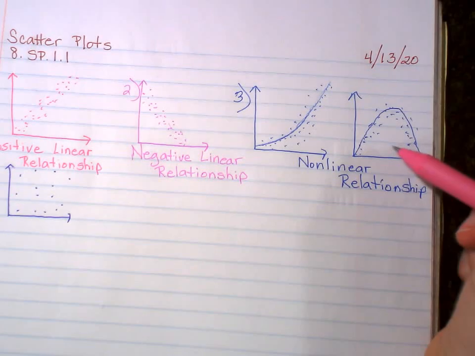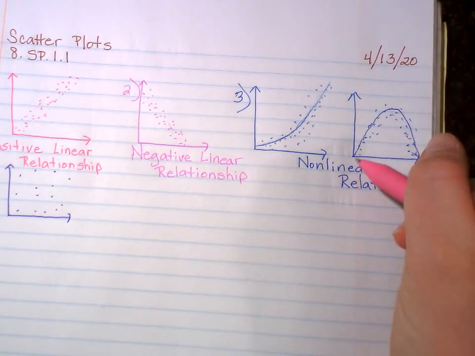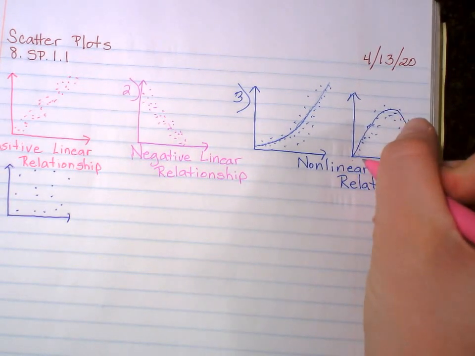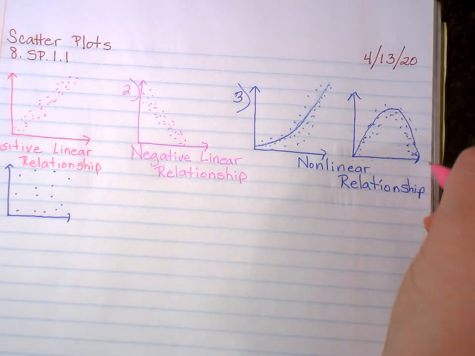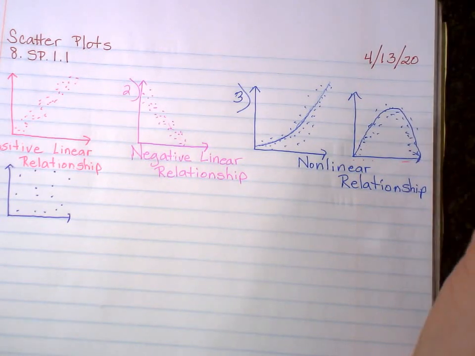So for example, this second one could be, the x-axis could be months of a year. So January, February, March, April, May, June, July, August, September, November, December.